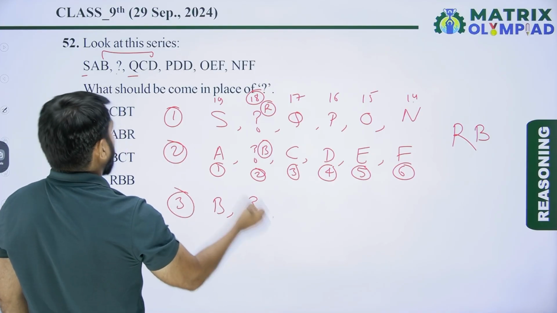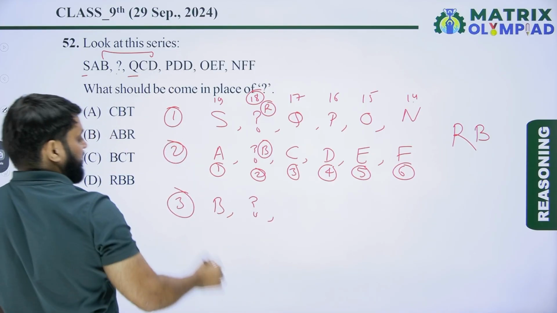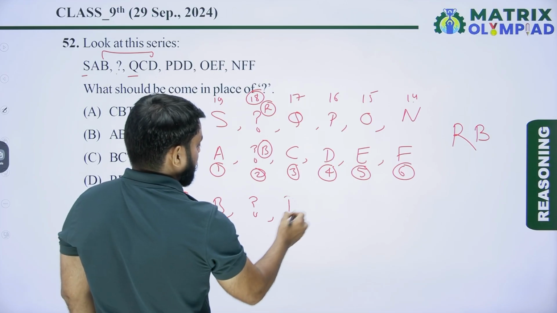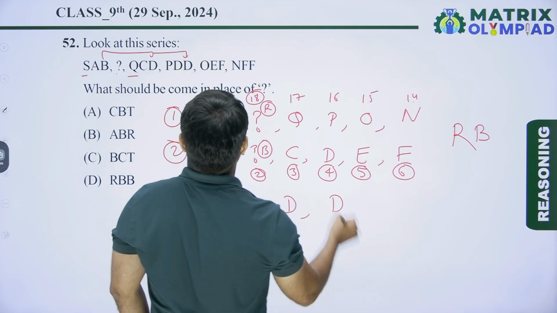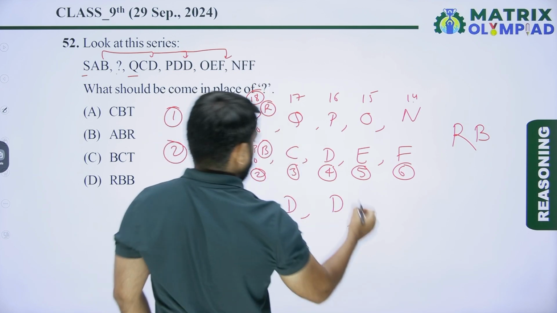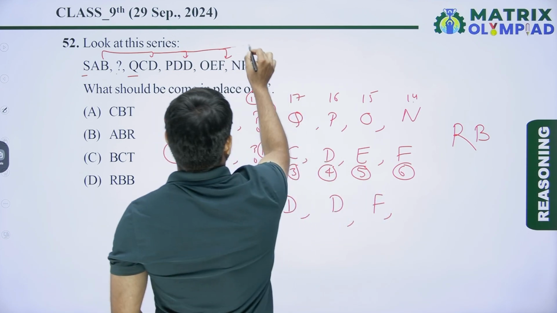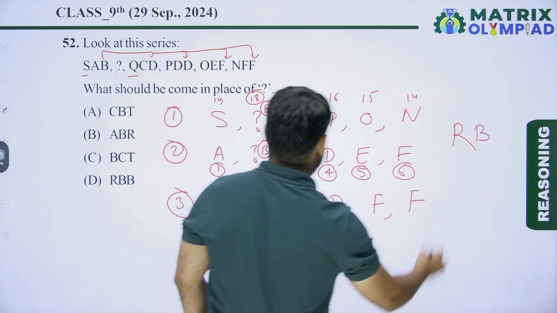Second is missing. After missing, the third alphabet of the third term is D. Now after D, next is again D. Next is F. Again, the last term is F.